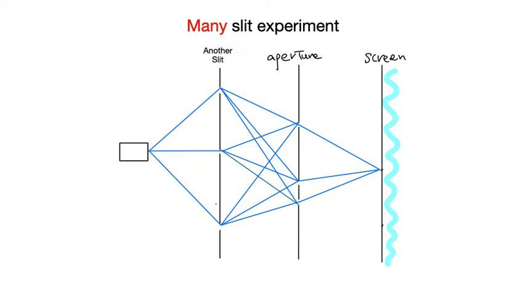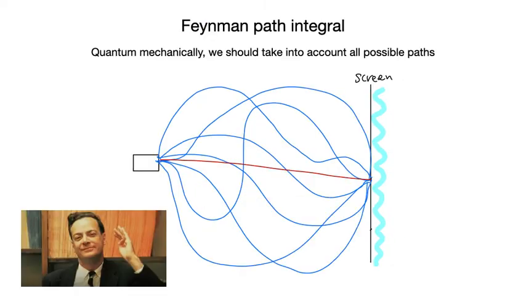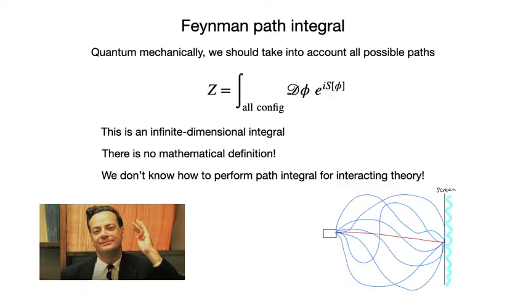Therefore, quantum mechanically, you have to sum over all possible paths from the starting point to the end point. That's what Feynman tells you. Classically, only this red straight path from the starting point to the end point is realized. So the partition function in quantum mechanics requires you to integrate over all possible field configurations with weight e to the iS, where S is the action of the theory.